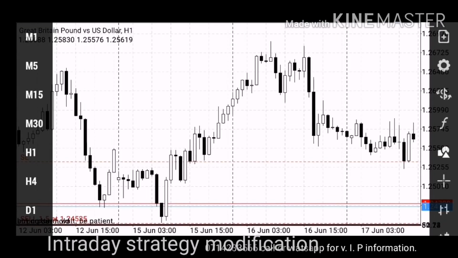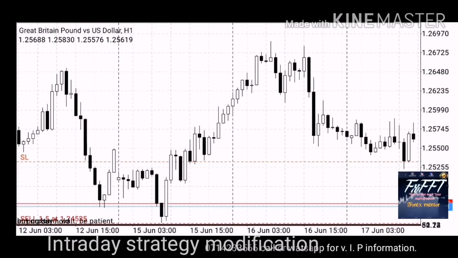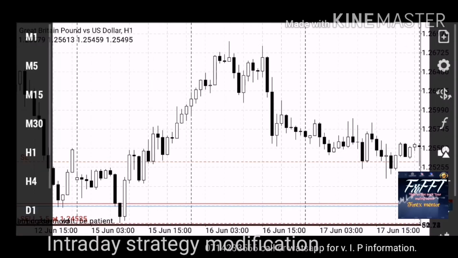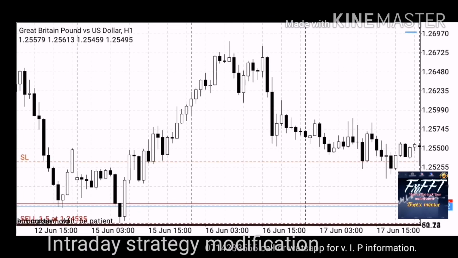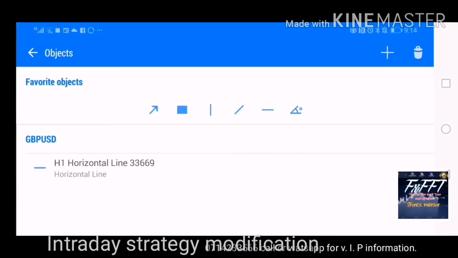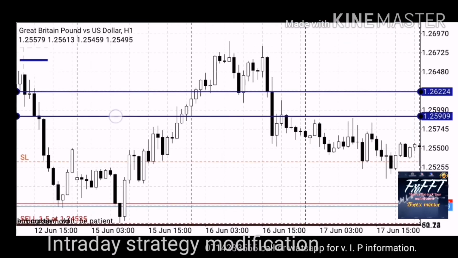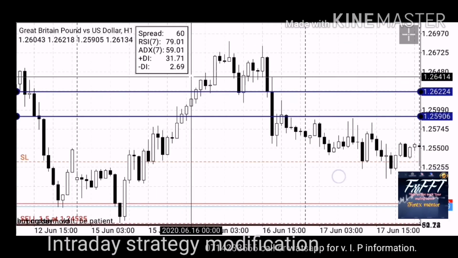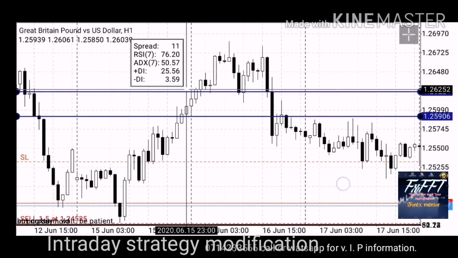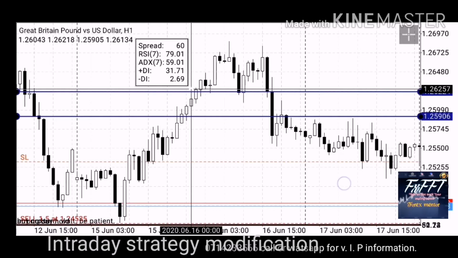This is how the strategy works, guys. Like I said, here's our chart. We highlight the high, we highlight the low. In this case the market broke to the upside and I bought with my pending order right about here for a buy. Where is my stop loss?